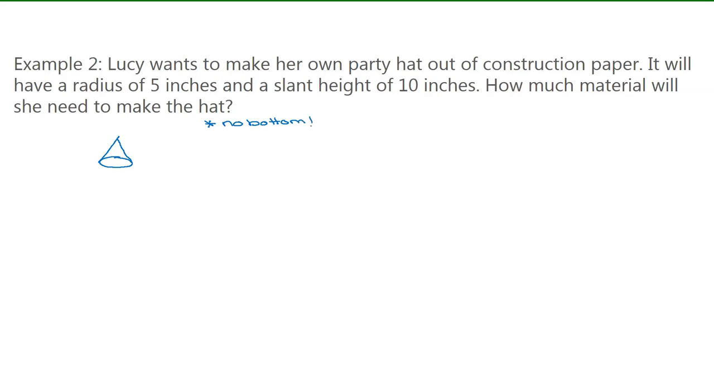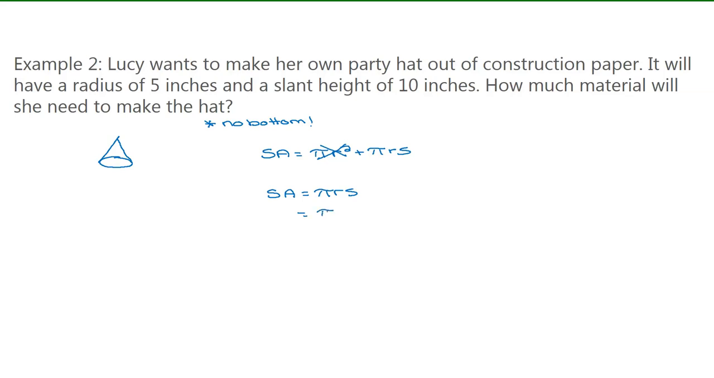So we need to adjust our formula. Instead of calculating pi r squared plus pi rs, since we don't need the bottom part, we only need to do pi rs, the curved part. So let's work that out.